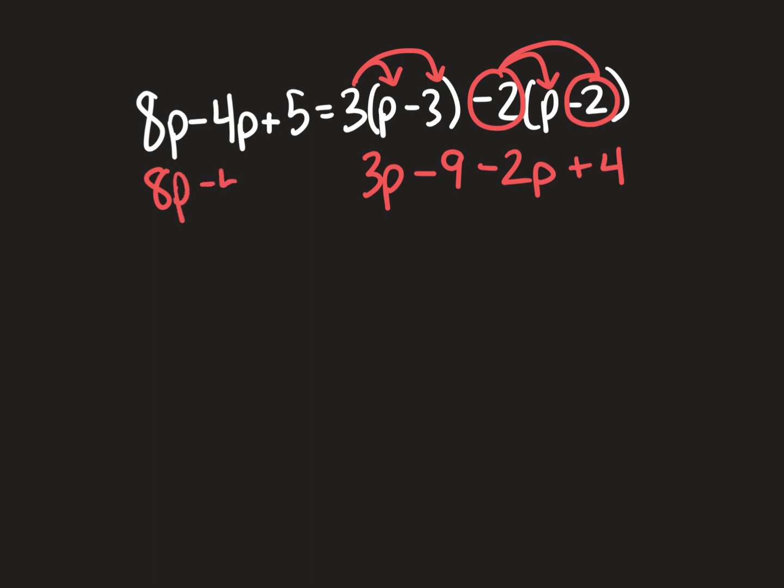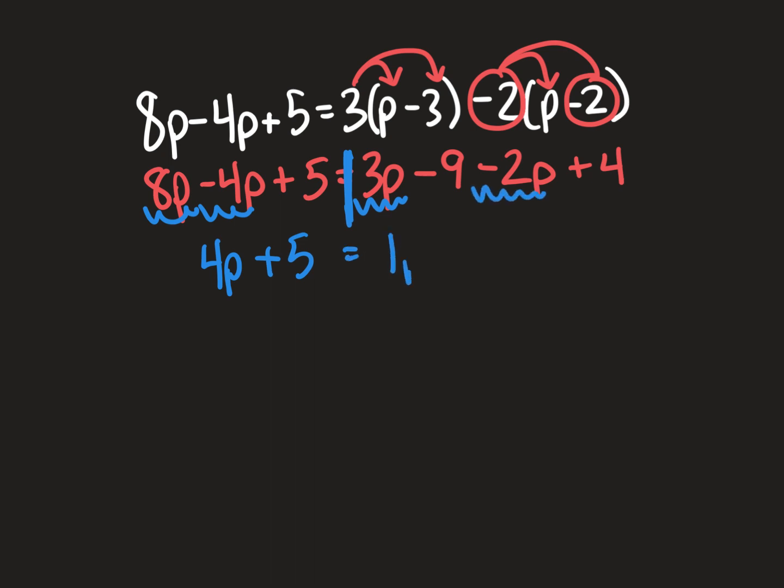I'm going to rewrite everything on the left side because there aren't any parentheses. And now I'm going to be looking for like terms on the same side of the equal sign. So on the left, I have negative 8p and a negative 4p for a total of 4p plus 5. On the right side, I have 3p minus 2p, which is 1p. The 1 isn't necessary, but you can write it if you want. I also have two constants, negative 9 and a positive 4, which is negative 5.